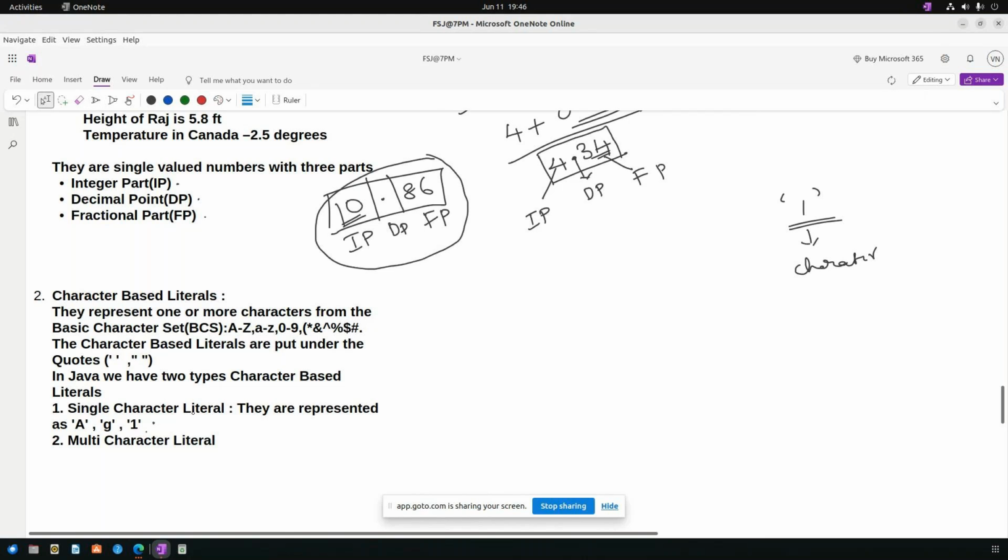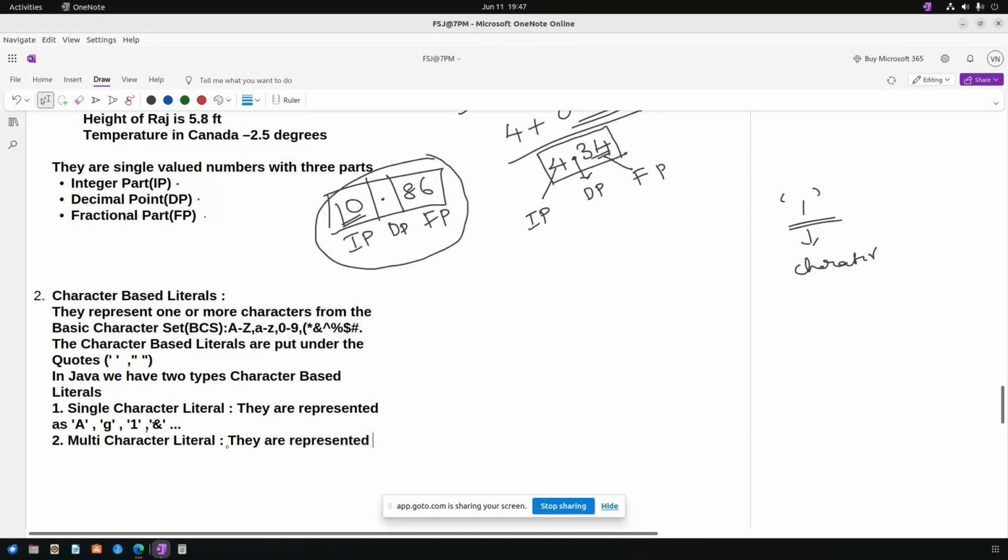Then you can have a symbol. This symbol also comes under single character only. So this is what a single character is. Then coming to the multi-character literals.